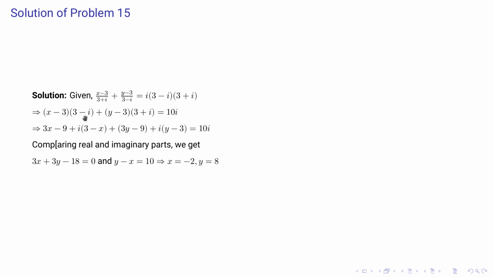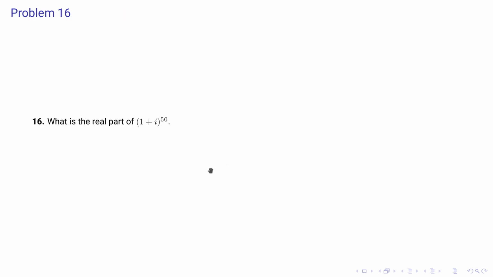We get (x minus 3) into (3 minus i) plus (y minus 3) into (3 plus i). And 3 plus i and 3 minus i are complex conjugates, so that becomes 10i. And we solve this. We get the real and imaginary parts, and we compare them. We get 3x plus 3y minus 18 is equal to 0 and y minus x is equal to 10. We solve these two linear equations. We get x is equal to minus 2 and y is equal to 8.